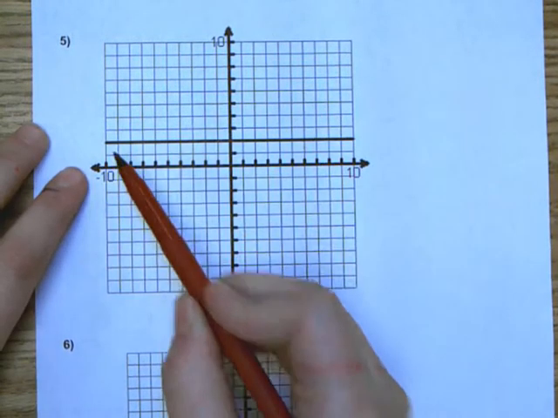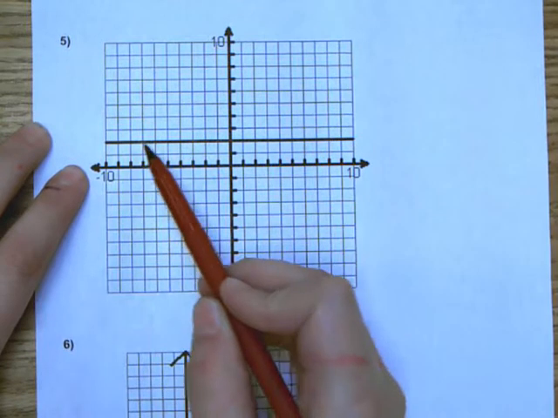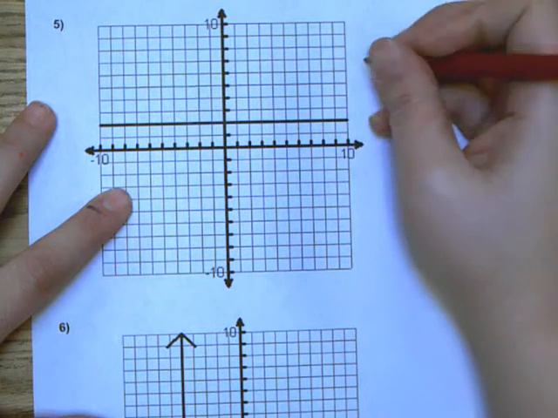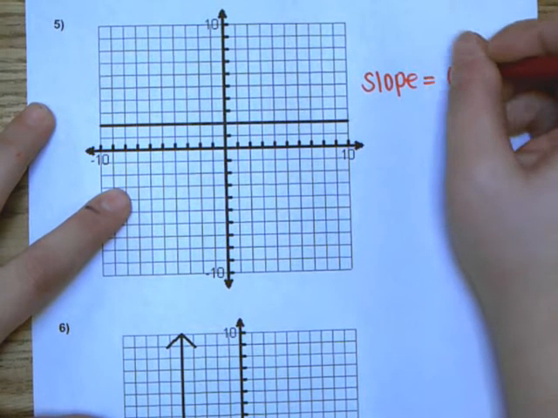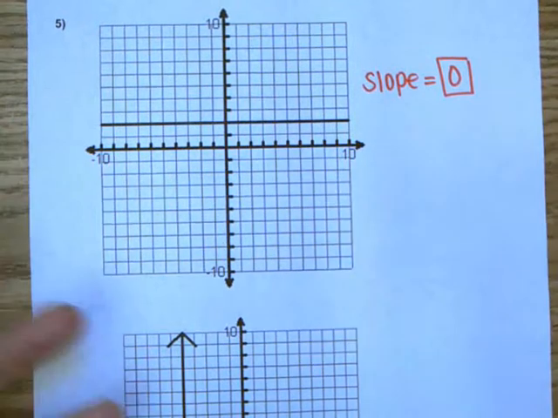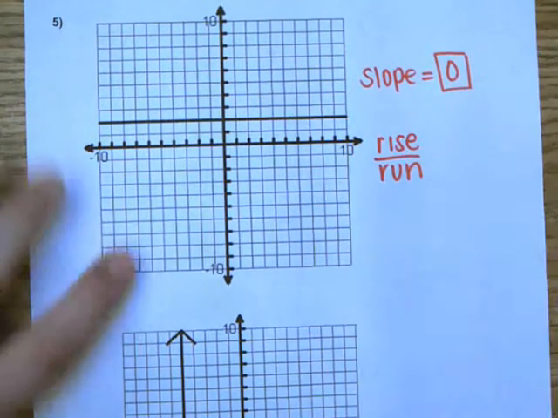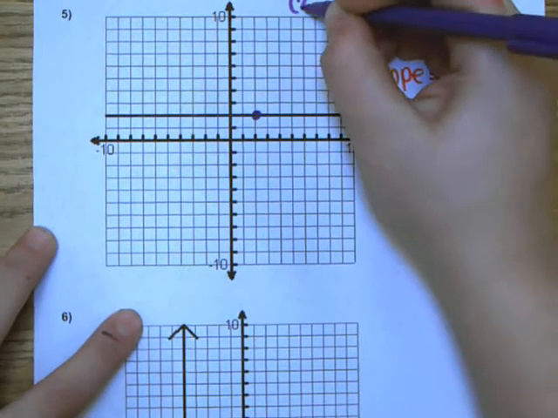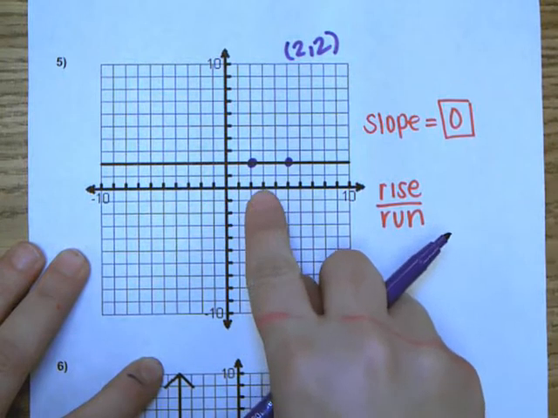Okay, last 2 examples here. So here we have a horizontal line. One way to think about it is if we're snowboarding, nothing's happening. We're not going up, we're not going down, we're just walking right along on the snow. So this slope would equal 0. Another way to think about it is using rise over run.